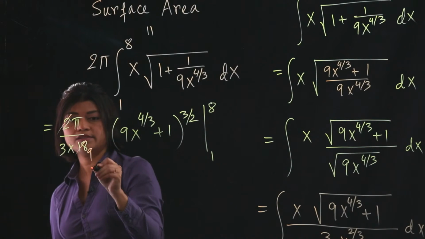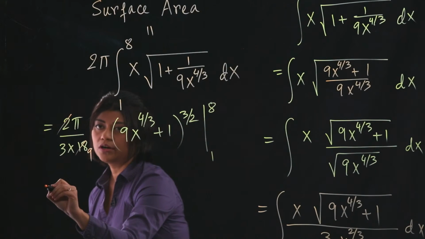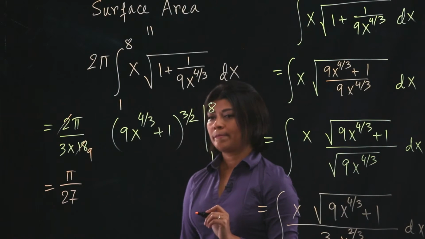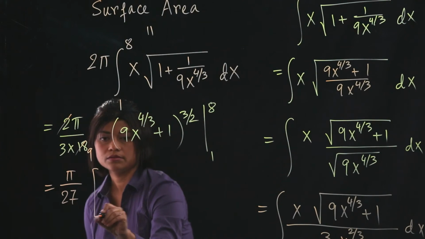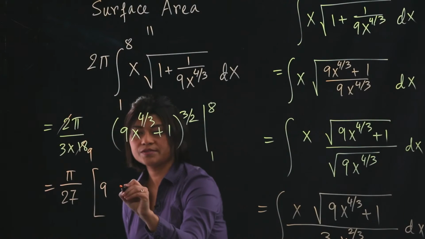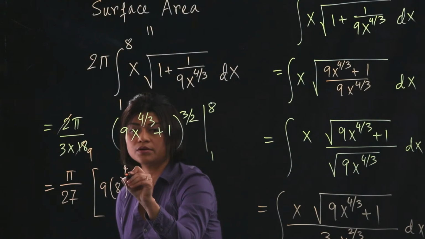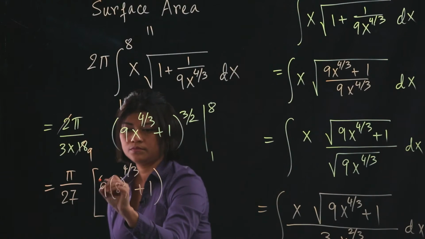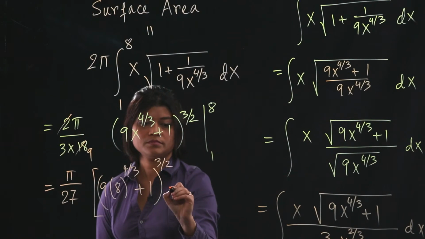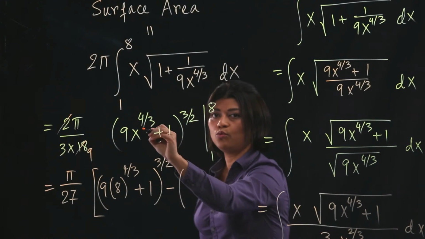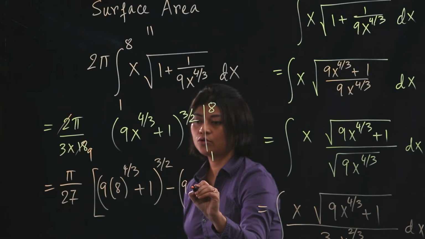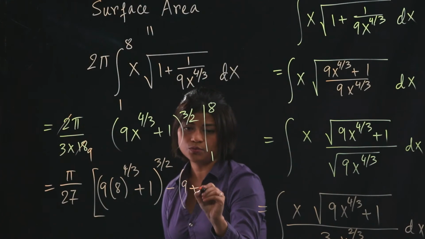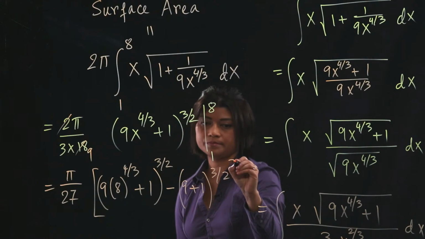See, we can cancel this out. The constant is pi over 27. And now plug in 8. So you get 9 times 8 to the power 4/3 plus 1 to the power 3/2 minus, you plug in 1. So 9 times 1 to the power 4/3 is just 1, so I'm not writing that, plus 1 to the power 3/2.